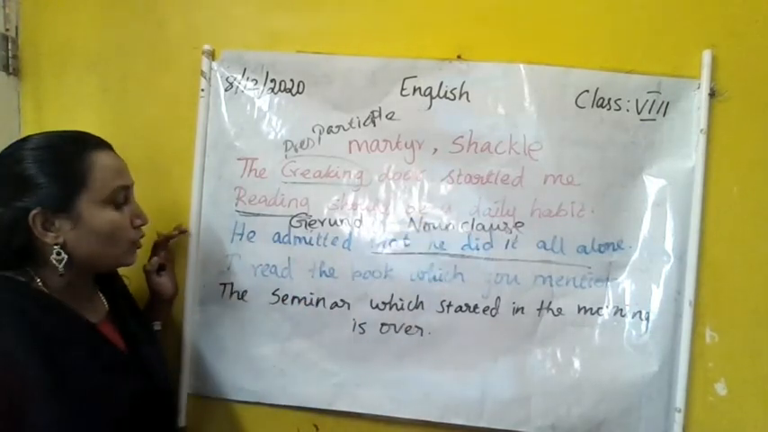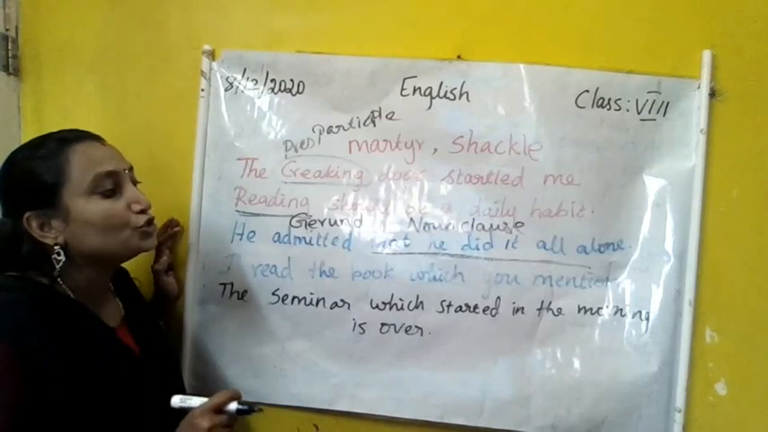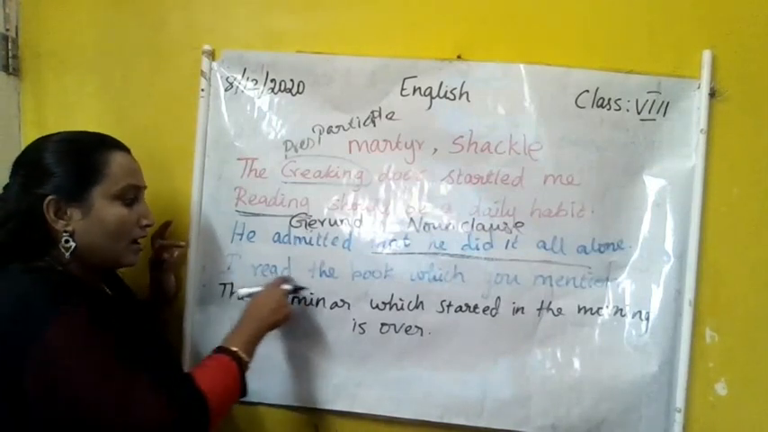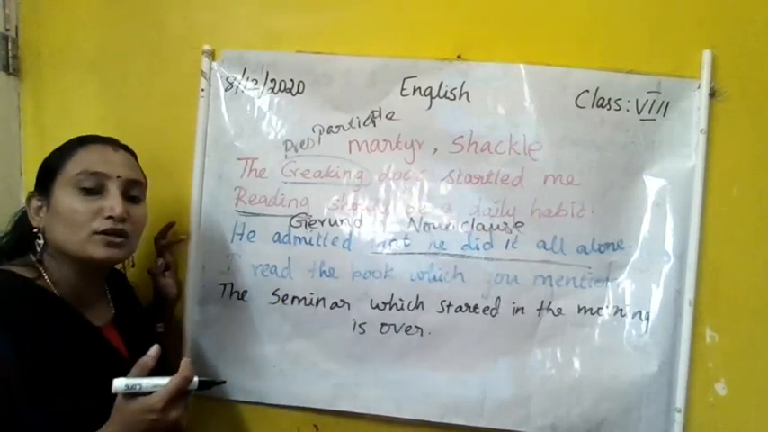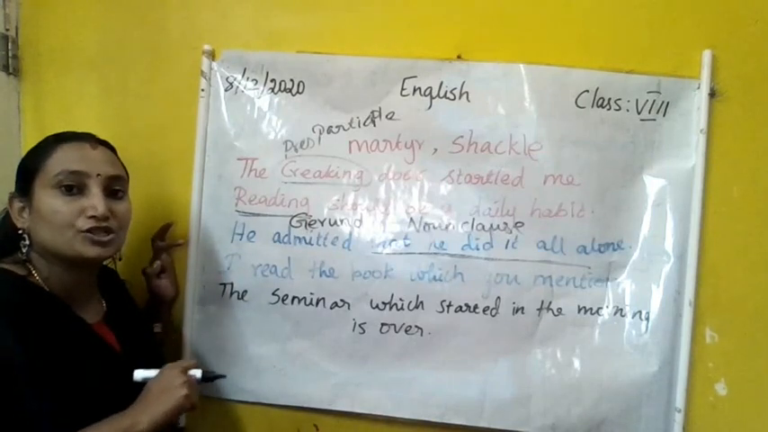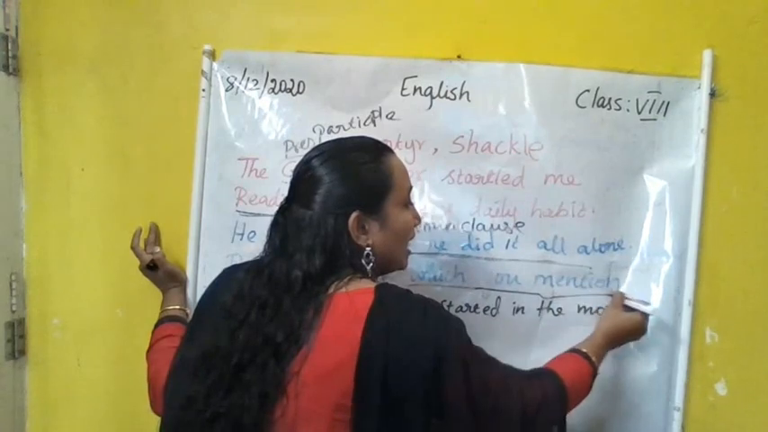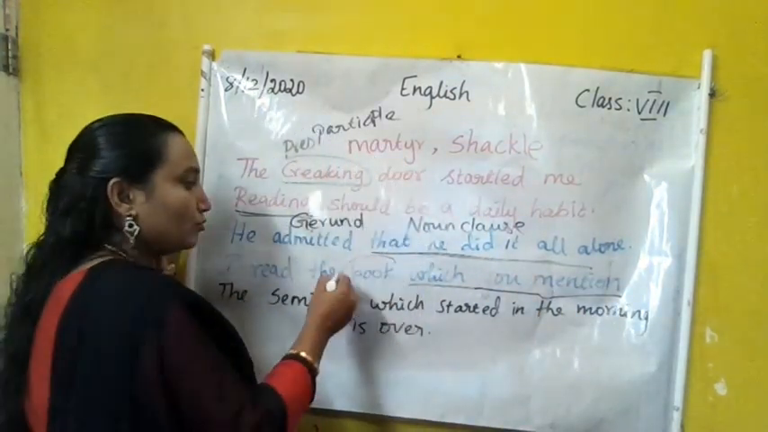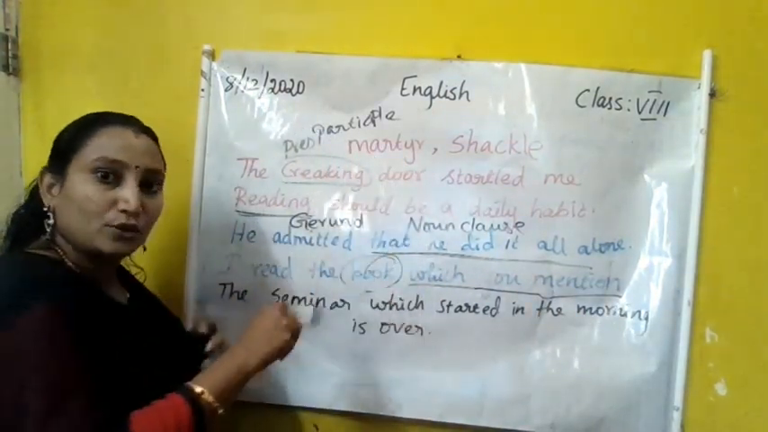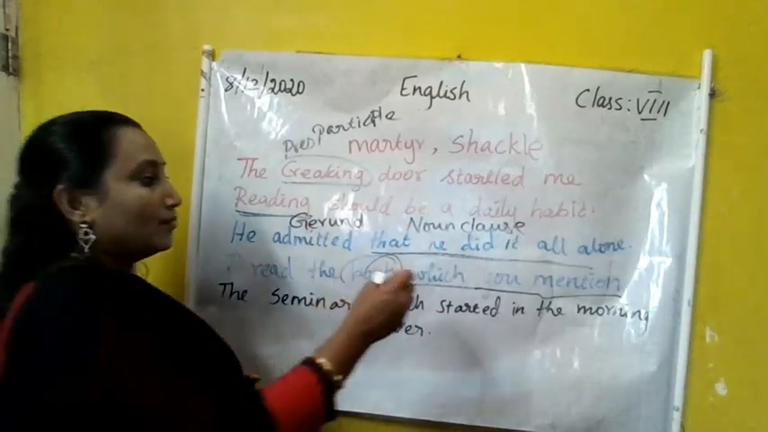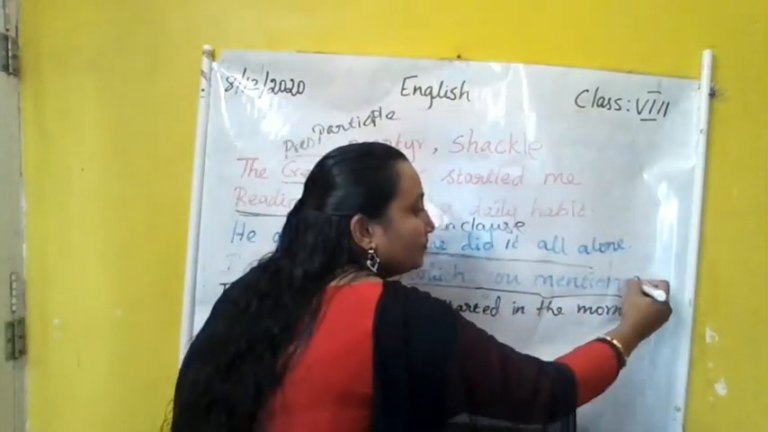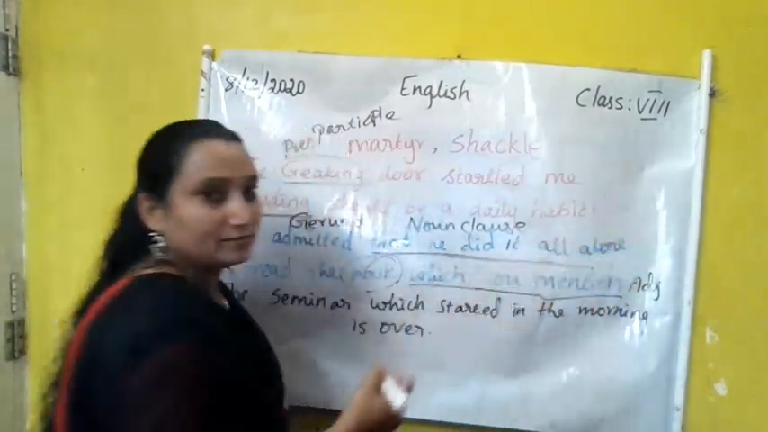Look at the second one. I read the book which you mentioned. I read the book. Which book? It answers the question which, isn't it? So it is adjective. Which book? It is talking about this book, about the noun, isn't it? So what clause is this? Adjective clause.